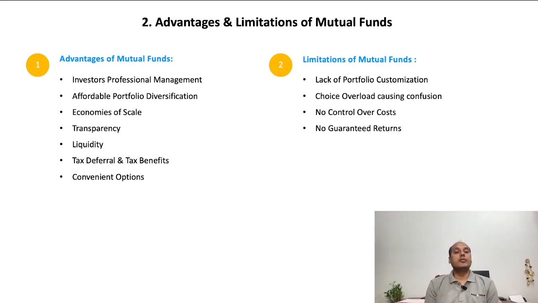Second is affordable portfolio diversification. For example, if you want to do a portfolio diversification and you want an equity-based portfolio, you have to buy probably 25 or 30 stocks. Buying each of those companies' stocks may need maybe lakhs of rupees or more to invest. But if you have some 5,000 to invest and you want to benefit from the portfolio diversification, you can put it into a mutual fund scheme.